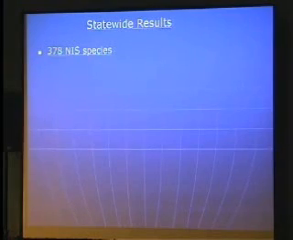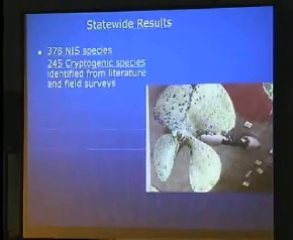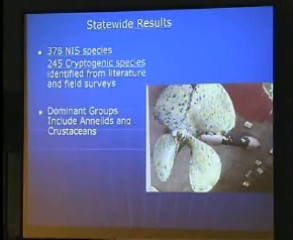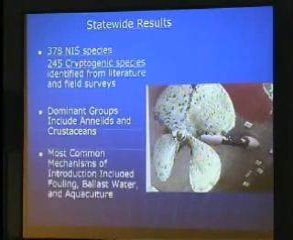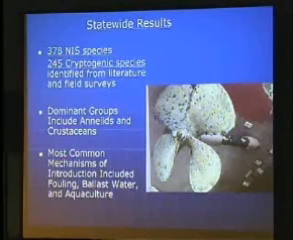So here are some of our results from our initial survey. We identified 378 non-indigenous species and 245 cryptogenic species statewide. And the dominant groups included annelids, or worms, and crustaceans. And the most common mechanisms or vectors of introduction included fouling, ballast water, and aquaculture. So two of the top mechanisms are shipping related. And in this image, you can see an example of fouling on a tugboat propeller.